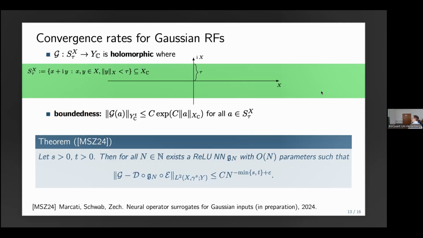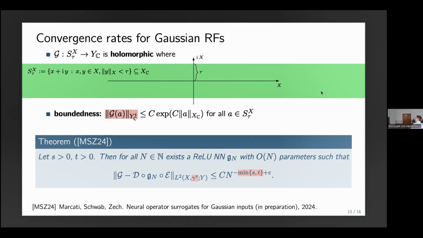So if S and T are positive, then again, for any n, there exists a ReLU neural network Gn such that the error decays like n to the negative minimum of S comma T plus epsilon. So once more, the epsilon is just positive but arbitrarily small. And the convergence rate depends on two things, S and T.